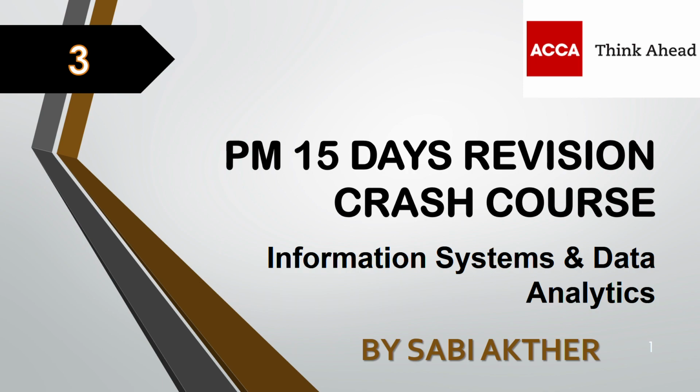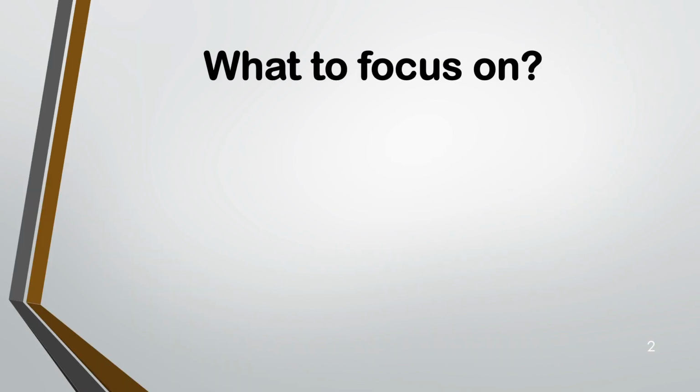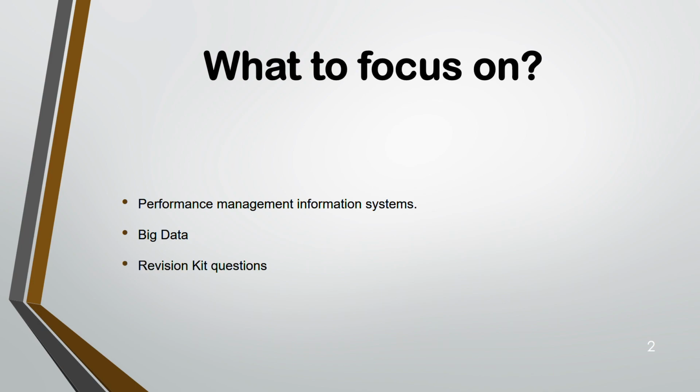In day 2, I have discussed information and data and how you control the performance of the organization through information and data. Now we are moving on to the next stage, that is the systems that are there in the organization, known as information system and data analytics. So here we are going to cover performance information system, big data, and also the questions that you need to attempt from your revision kit.